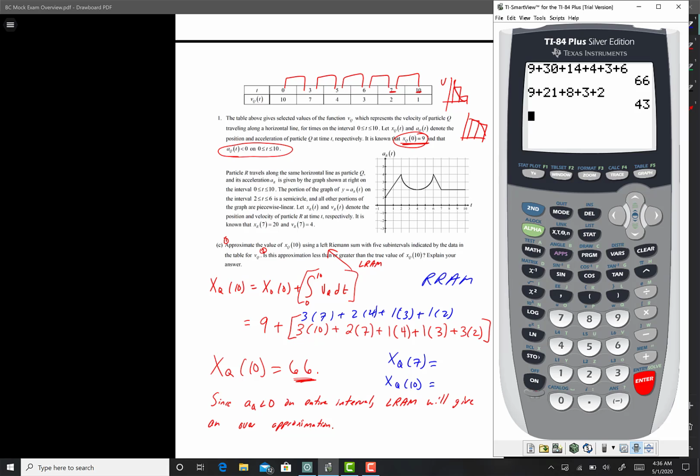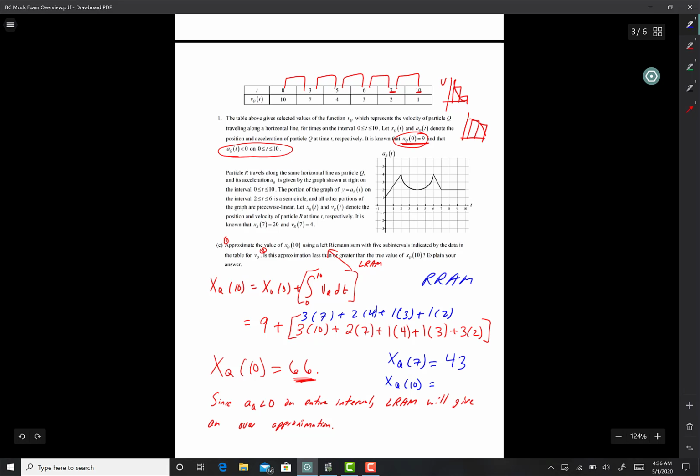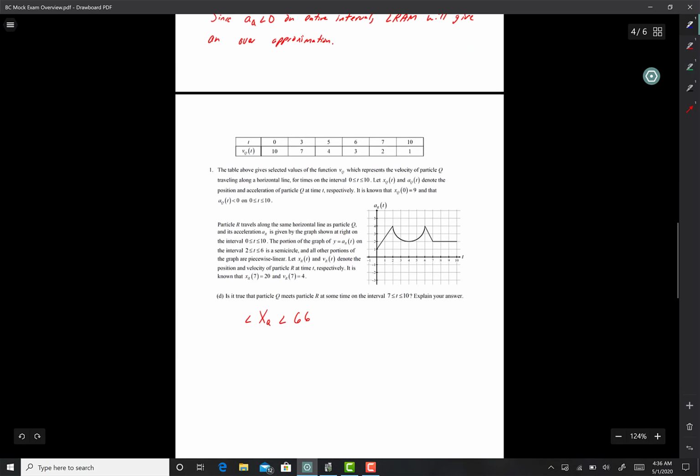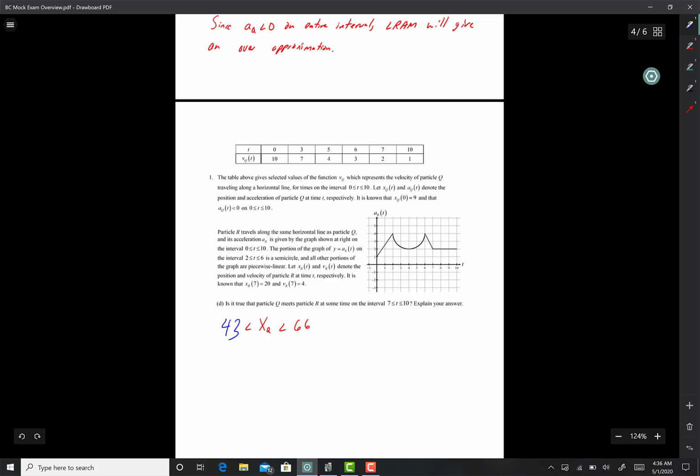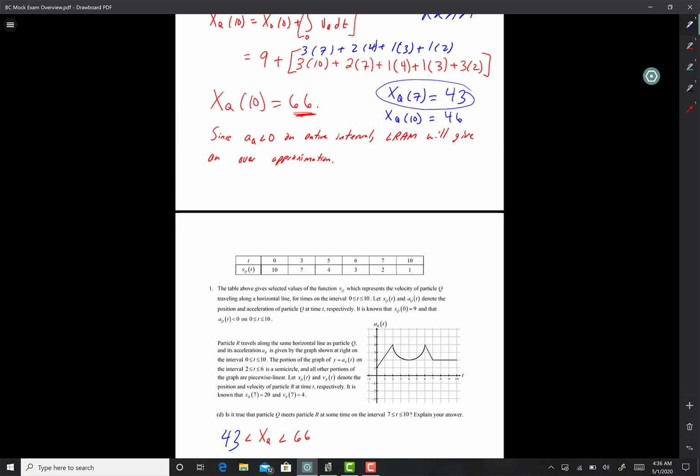And we get 43. And if I were to do one more, so let's say I were to do from 7 to 10, I would have 3 times 1, plus 43. So that would have been 46. But which one's the smaller number? The 43 or the 46? Yeah, the 43. Look, the velocity is always positive, so I'm always moving to the right, no matter what. So I cover all the values from 43 all the way to 66. And yes, you can put 46 if you want, but 43 is smaller. So just use the 43.